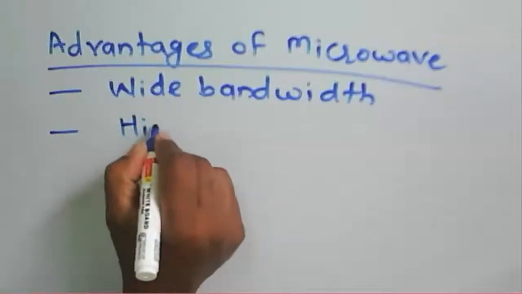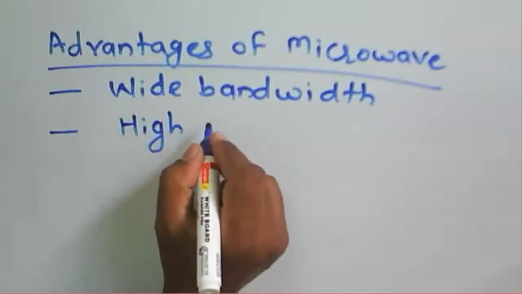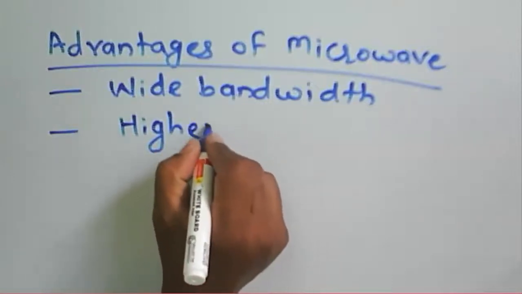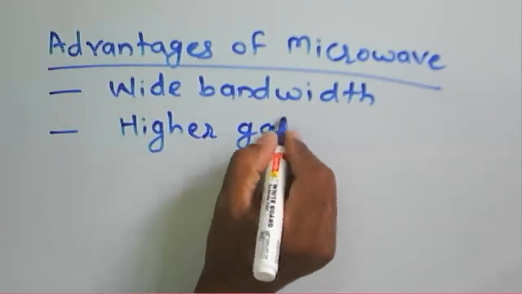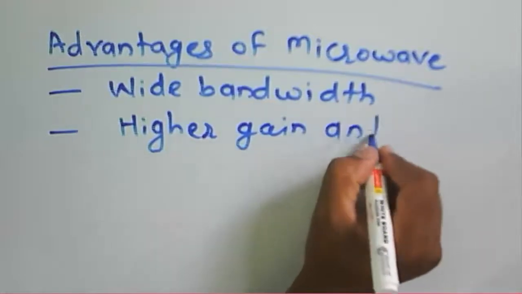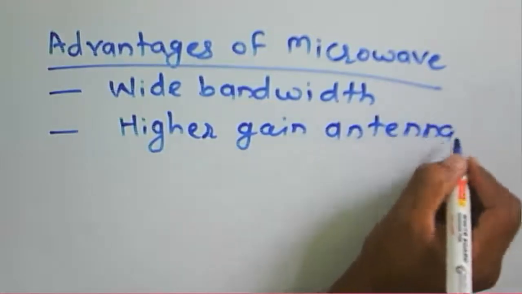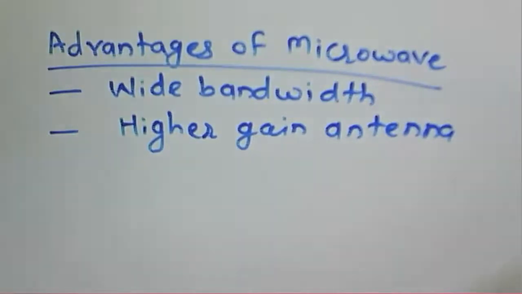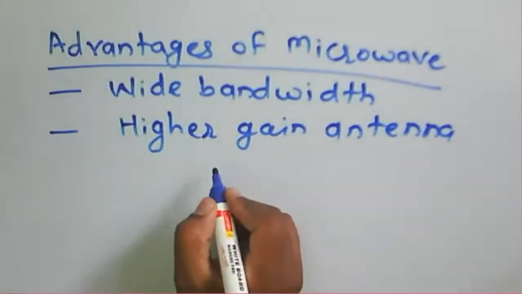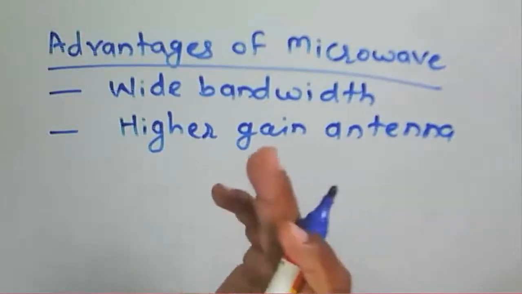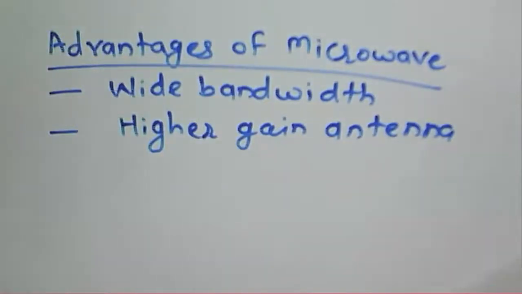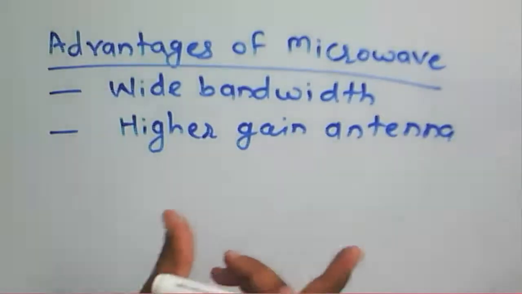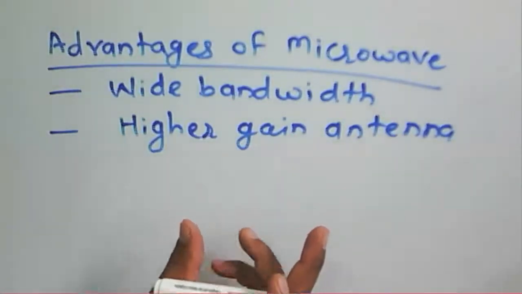Then the higher gain, already we say that higher gain antenna, or we can say higher antenna gain. Okay, so we can say it this way, because the antenna size is small, that's why the gain of the antenna is large.